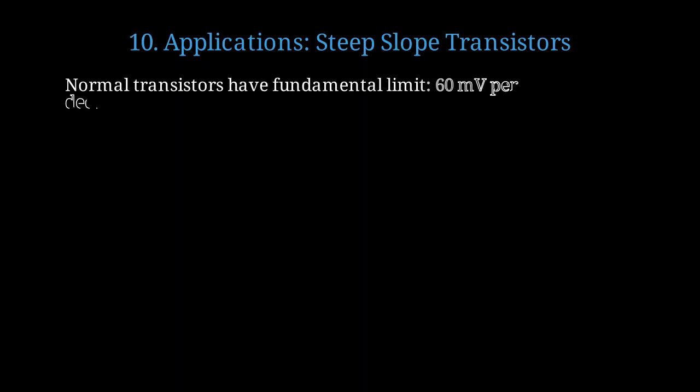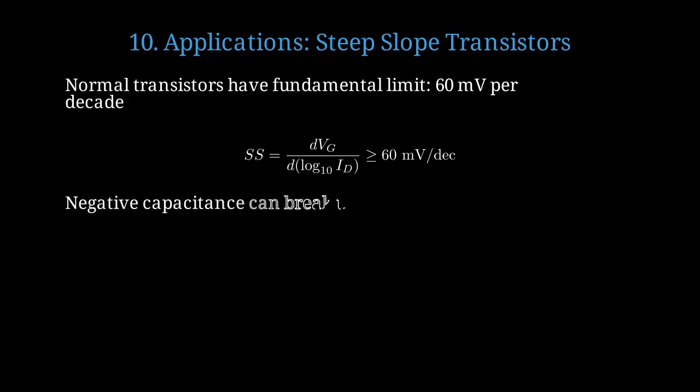Normal transistors have a fundamental thermodynamic limit of 60 millivolts per decade at room temperature. The subthreshold swing, SS, equals dVg over d log base 10 of ID and must be at least 60 millivolts per decade. Negative capacitance ferroelectrics can break through this Boltzmann-Tyranny limit.